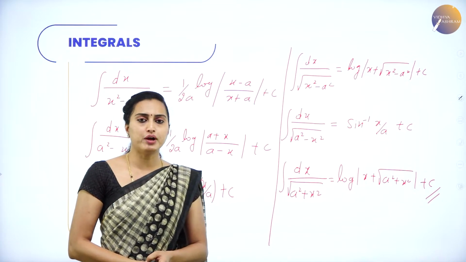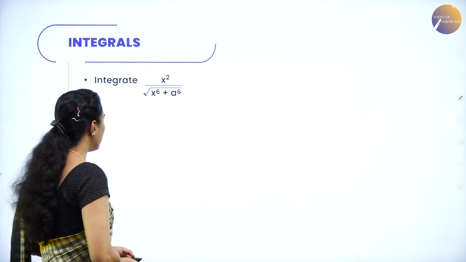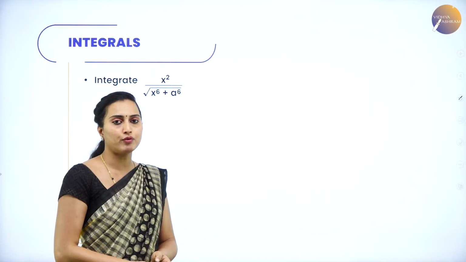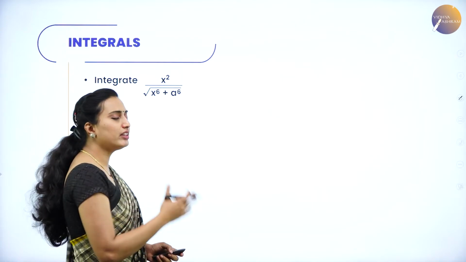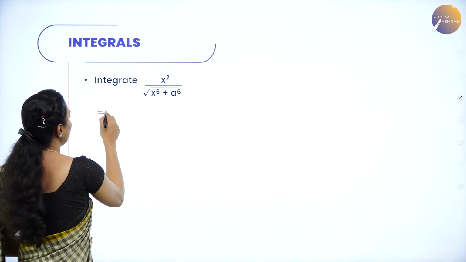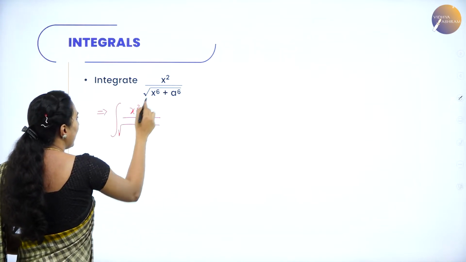And you know how to do completing the square. Now let me move on to the questions they've asked. Integrate x squared divided by under the root of x to the power of 6 plus a to the power of 6. You have x squared in the numerator. Let us write this problem symbolically: integral of x squared divided by under the root of x power 6.